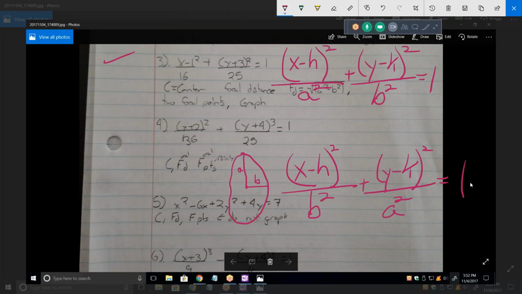Okay. Which has the bigger denominator? Is it under the X term or the Y term? The Y term, or X, sorry. No, I just misread that. 25 is under the Y term.